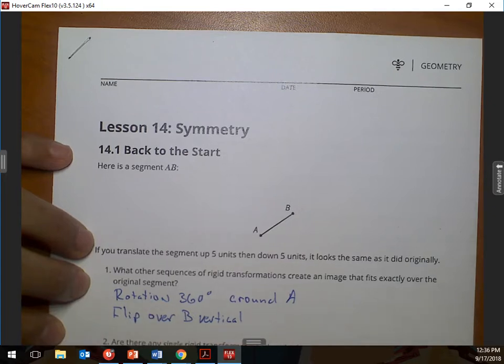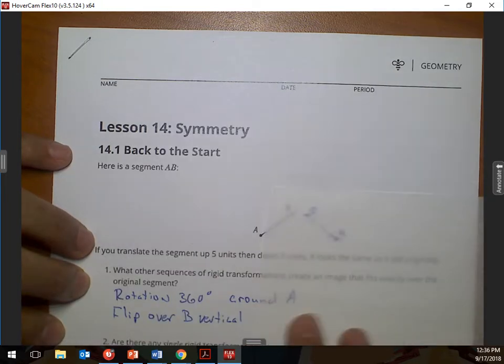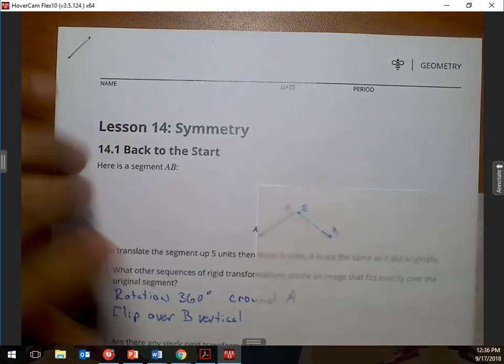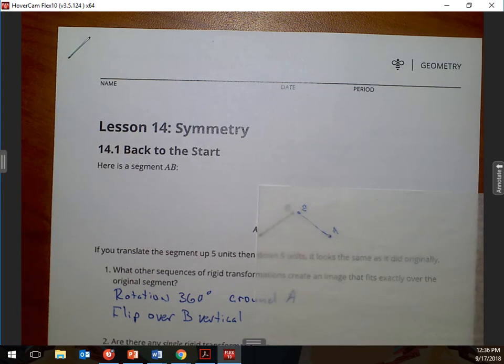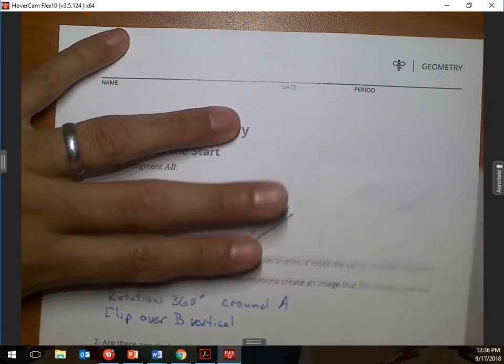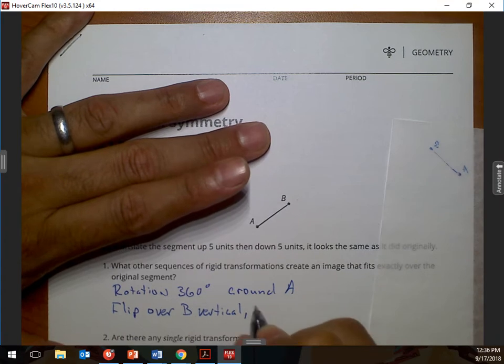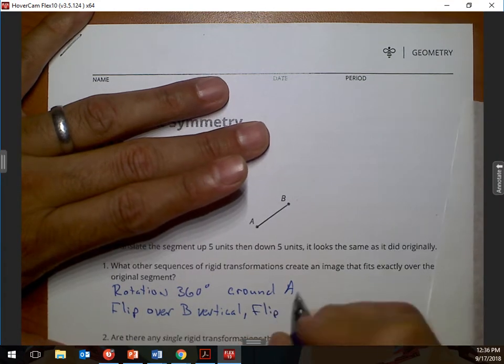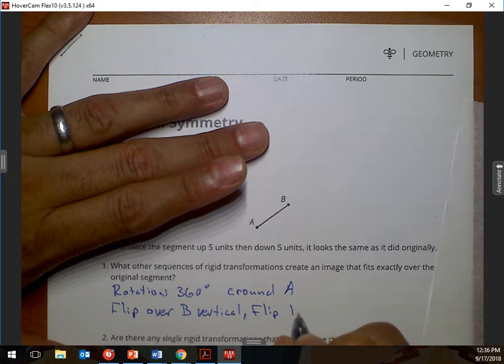And then, as I flipped it vertical over B, now a horizontal flip means that the line I'm using to flip it across is a horizontal line, so it's actually this way. Then flip horizontal, over B, horizontal.